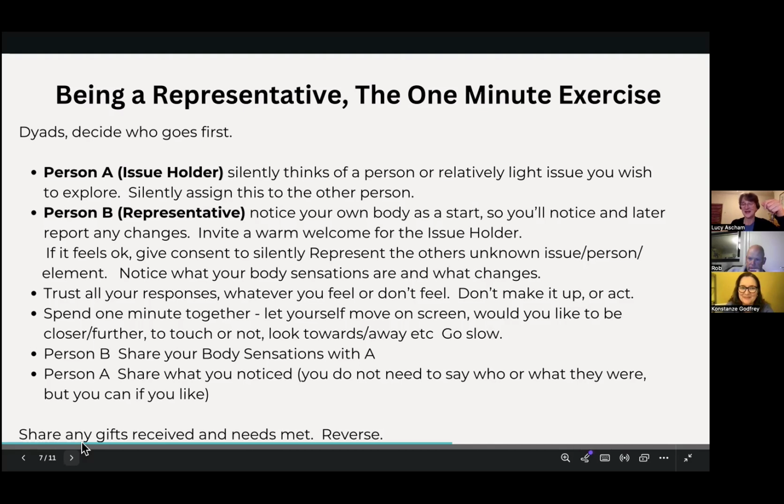Because then there's much less likely that we're going to make anything up, because we're not going, oh, well, this is how it would be to be a mother, or this is how it is to be a country. We just report whatever we notice in our bodies.